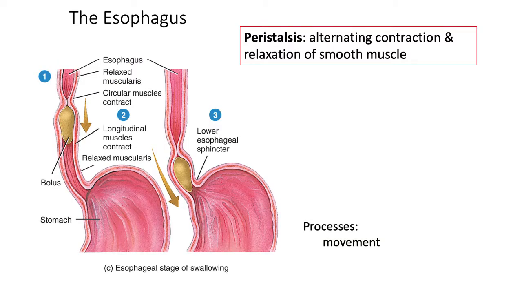Peristalsis moves the food through the esophagus. The esophagus is only a tube that carries food from the base of the laryngopharynx to the stomach. The only process that happens here is movement.